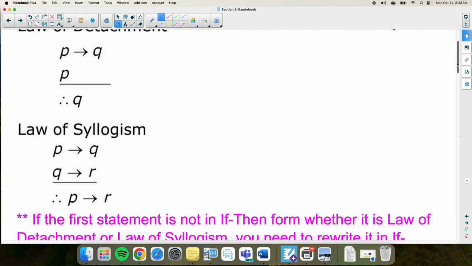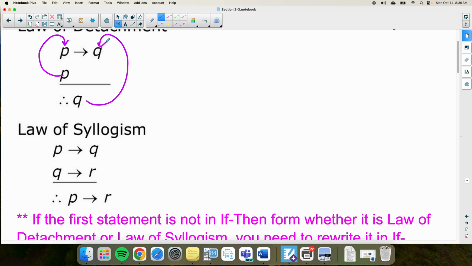And this is where they're putting the two together, and you have to determine, first of all, can we write a valid conclusion? And if we do, we do. And then we have to say what law it is. If you can't write a valid conclusion, then you just say invalid, okay? So remember law of detachment, the first thing has to be an if-then form. This goes back to the beginning.